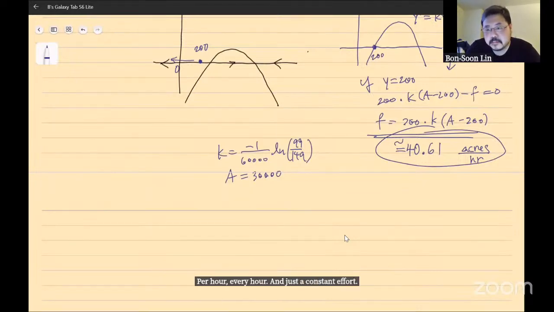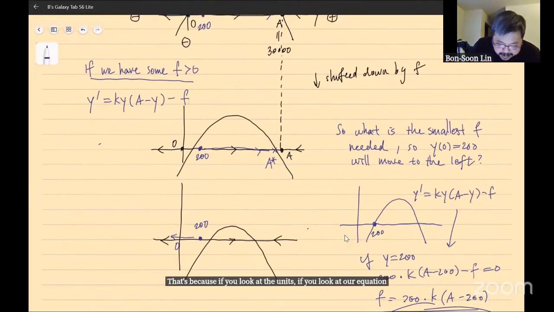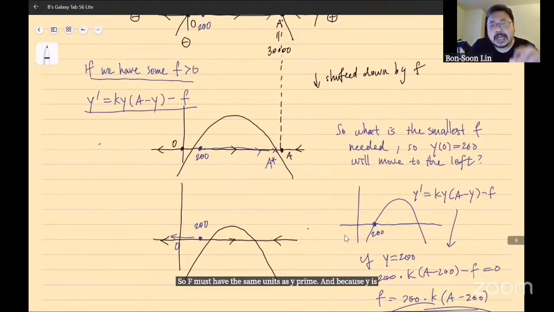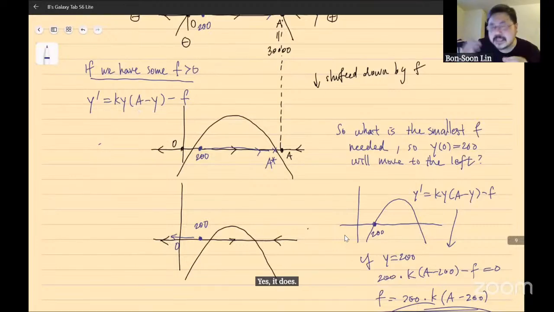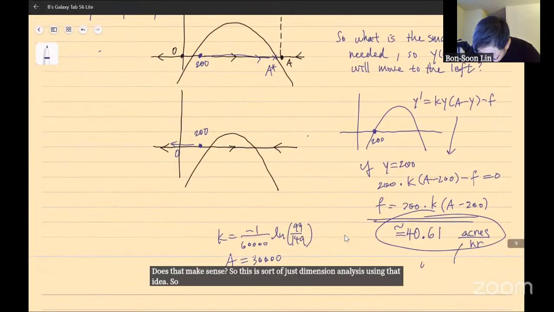What enables us to just say that F is acres per hour just off the bat? That's because if you look at the units in our equation where F shows up, F is in the same line as Y prime. It's something plus minus F, right? So F must have the same units as Y prime. And because Y is acres and the time is in hours, that's acres per hour. Does that make sense? Yes, it does. So this is just dimension analysis using that idea.